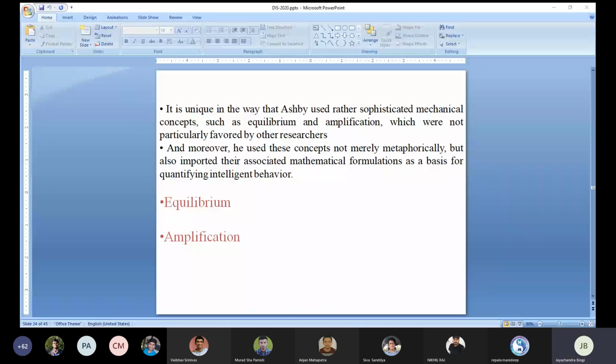What is amplification? The general definition of amplification, does anybody know? These are all 8th class stuff I'm asking. Anybody? Increasing the size or quantity. Increasing the size of a physical quantity. Okay. Can anybody elaborate on that or make it more explicit or clear?